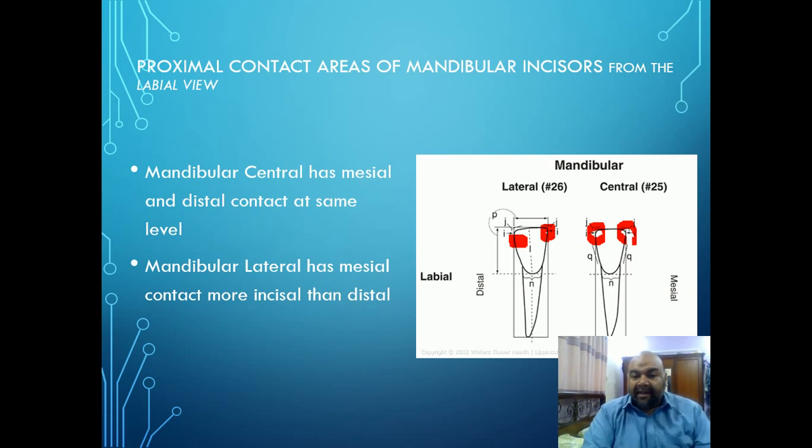The contact areas on the mandibular central are almost at the same level, in the incisal 1/3, while the contact area on the lateral incisor on the mesial surface is much more incisal, while here on the distal side it's placed much more cervically.